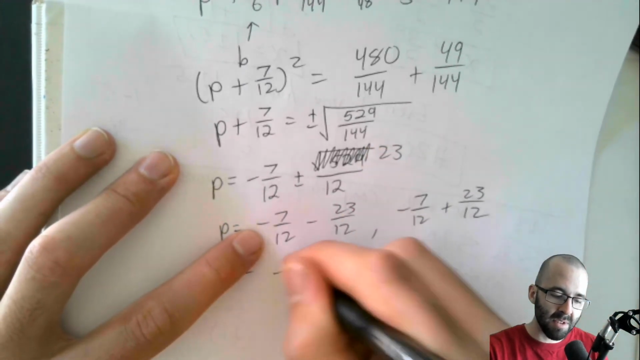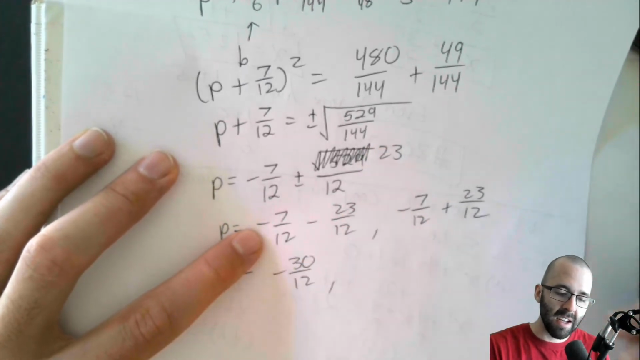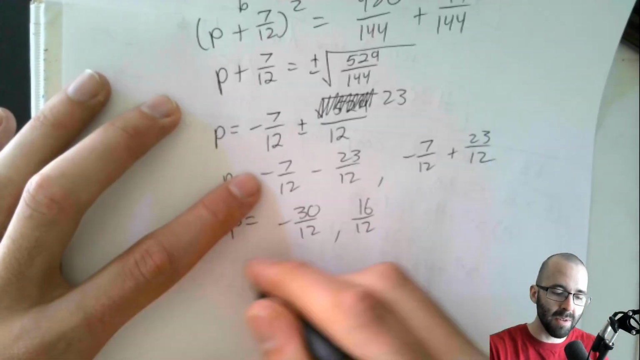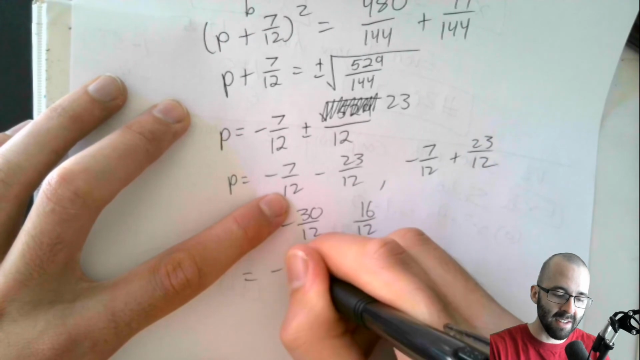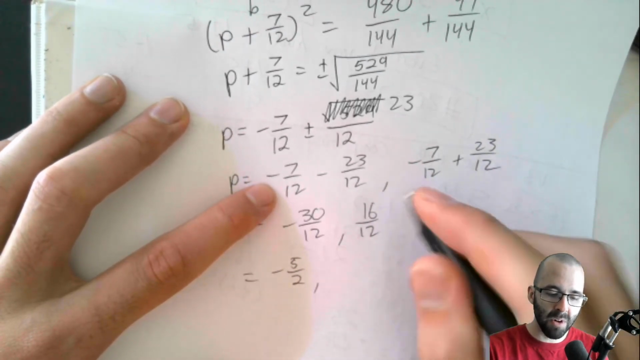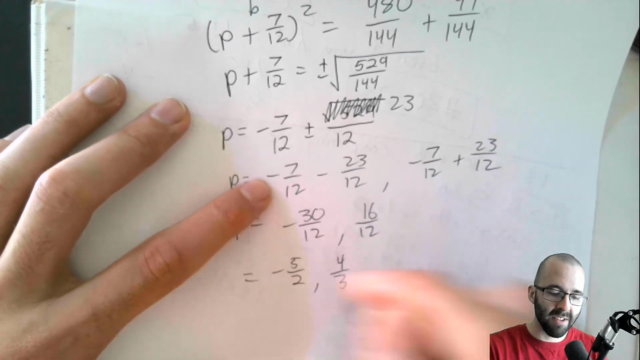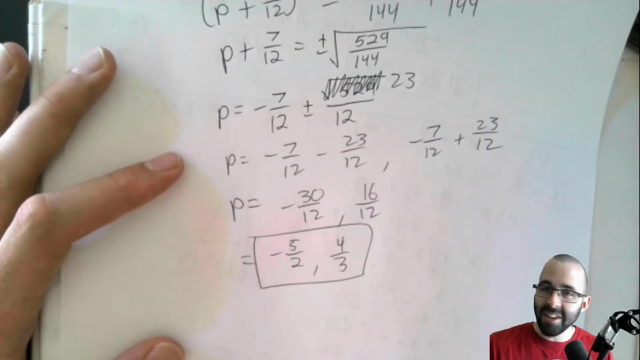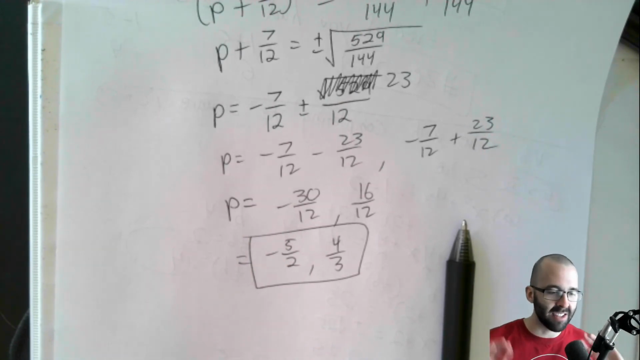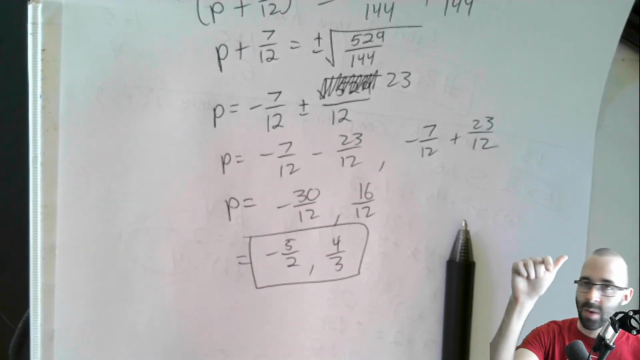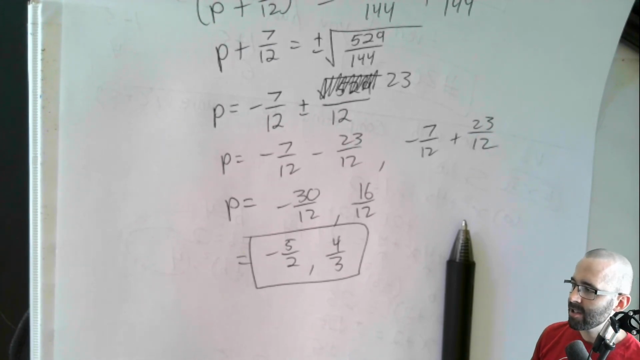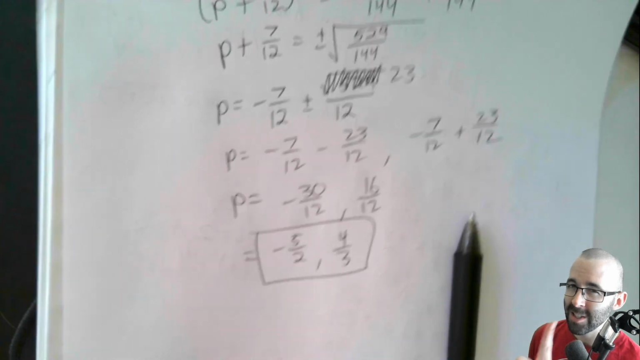Okay, so this becomes negative 30/12 and this becomes 16/12, both of which can be reduced. Divisible by 6 is negative 5/2. Divisible by 4 is 4/3. And this is the worst case scenario. For the whole section, completing the square on something this messy is bad. I will recommend the quadratic formula for something like this. And you say, I don't remember the quadratic formula. Well, you're in luck. Watch the next video.